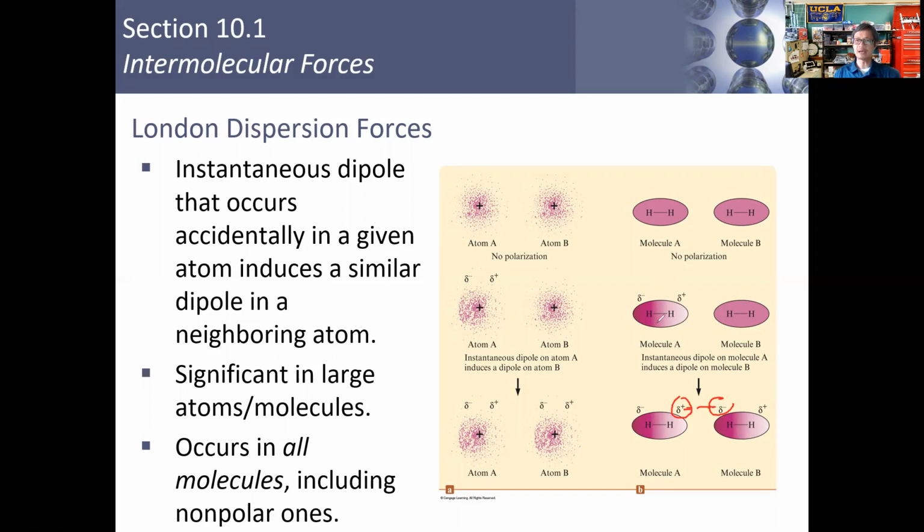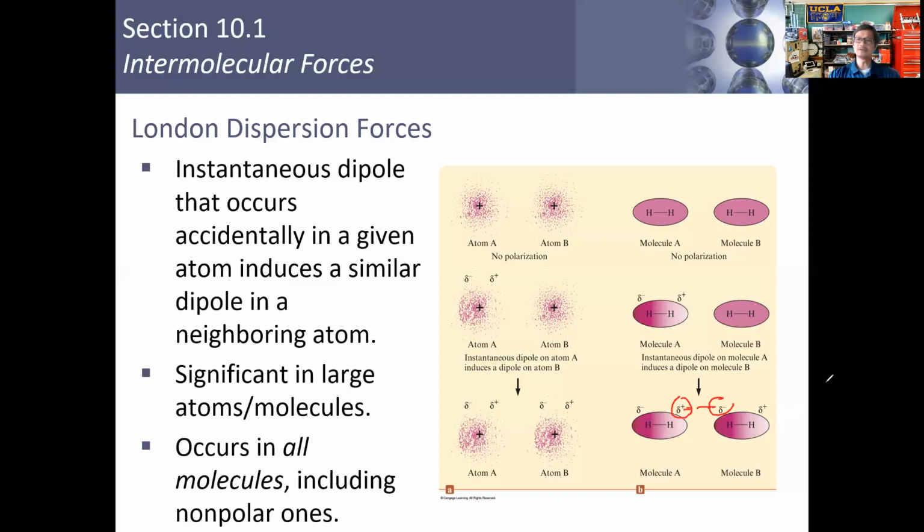If you have a temporary dipole, you're going to have a temporary interaction, because at the very next moment, the electrons can shift over to here, and then the electrons on molecule B will also shift to the other side to still maintain that interaction. But it's an interaction that remains in constant flux because the electrons are always in constant flux. And so that's what the London dispersion forces are.